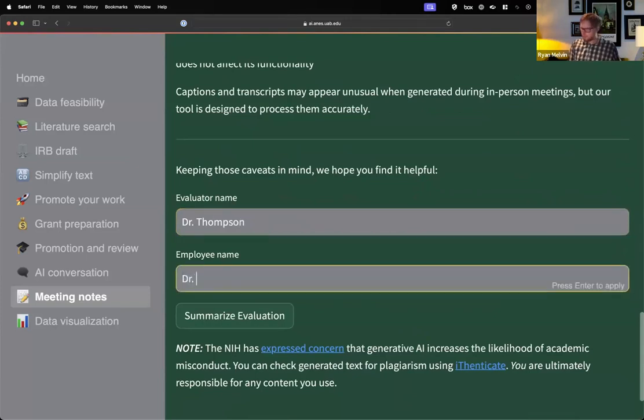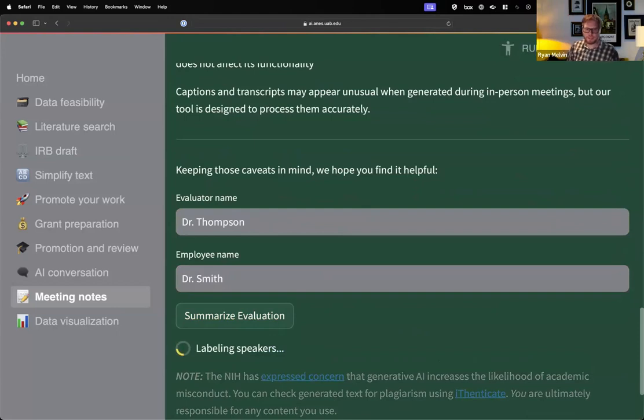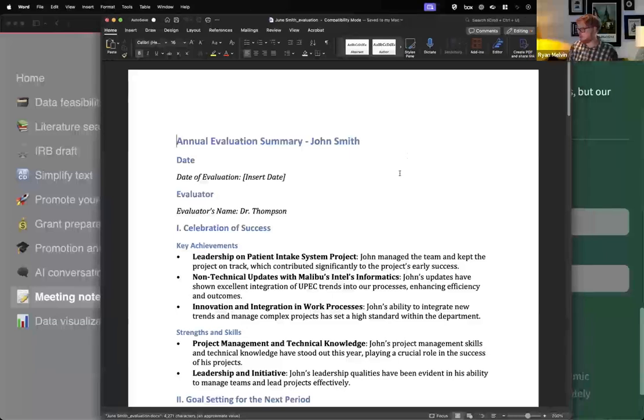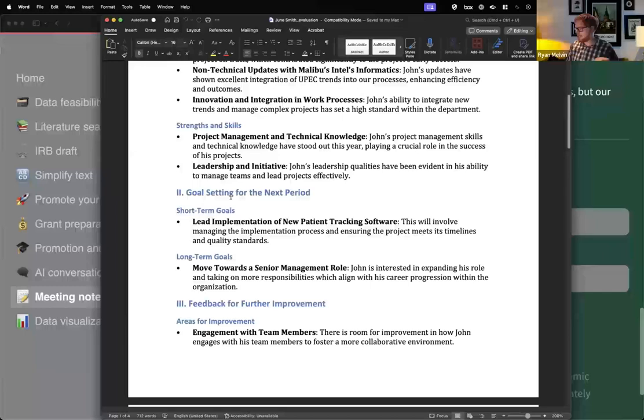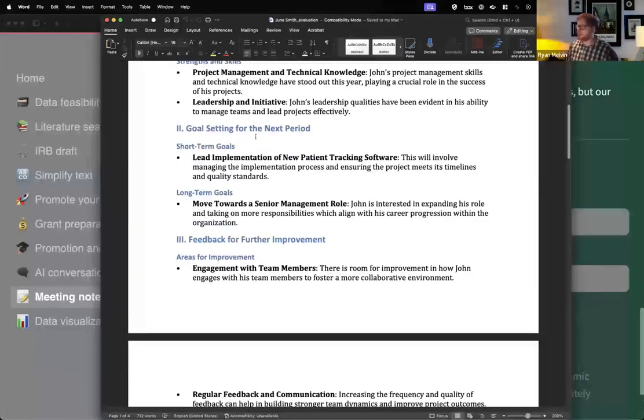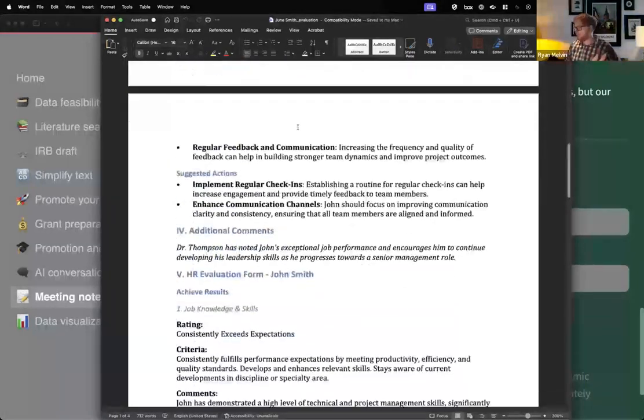But if you'll put in the supervisor and employee name and ask it to summarize the evaluation, it's probably not the best one. Here we go. It will produce this document, which has some nice celebration of success that our department wanted to focus on, goal setting for the next year, et cetera, et cetera.